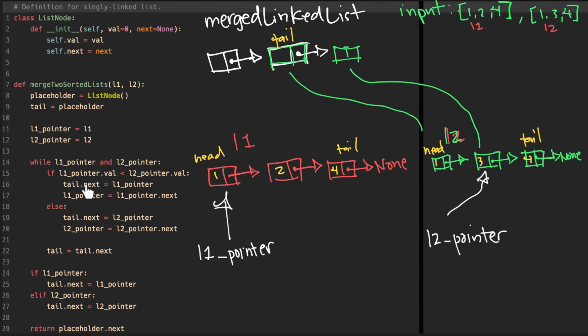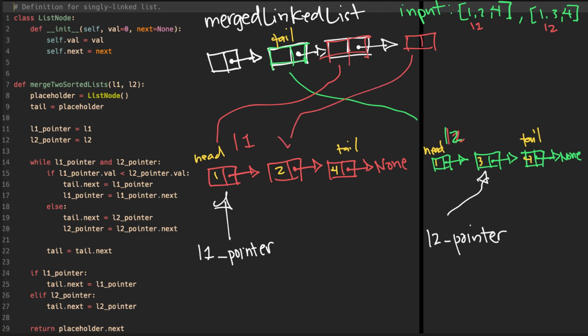And at this point, we're going to set our tail.next equal to L1 pointer. So our tail.next is no longer going to reference the object here. So we can go ahead and erase that. So this node here is now referencing this node, which means that this next node would actually be this one for now.